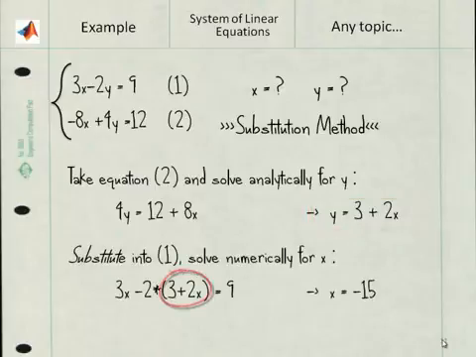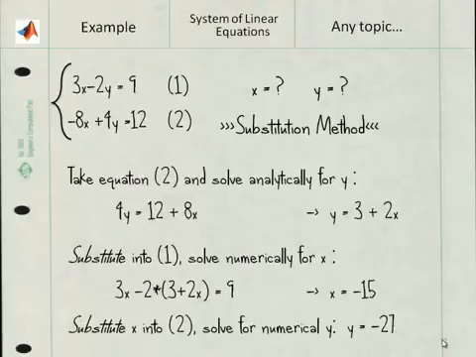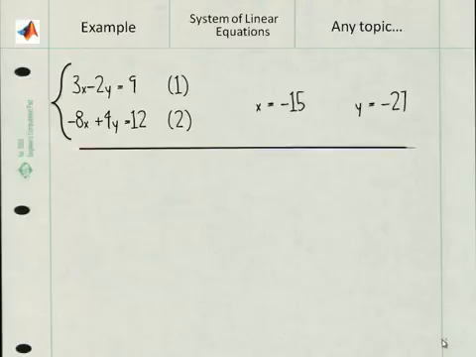We only have one unknown, which is x. It's very easy to solve. Once we have x, substitute it into one of the equations and solve numerically for y. So finally we have x equals negative 15, y equals negative 27.